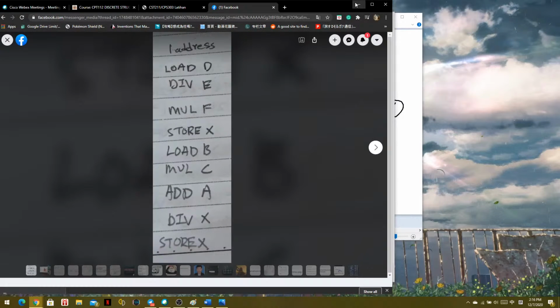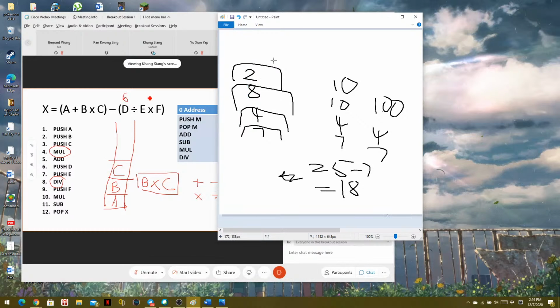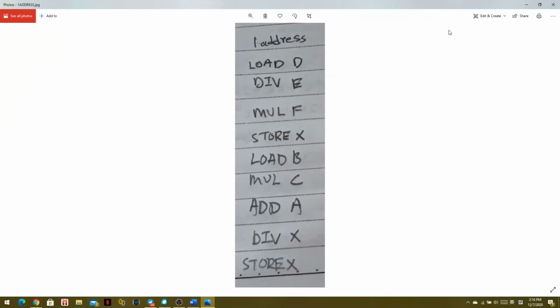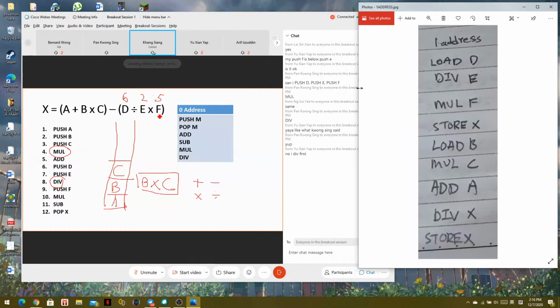Just imagine, let's say 6 divided by 2 times 5. Do you get the same answer if you do the right side first, E times F? Do you think you can get the same answer? Like if you do D divided by E first, and then another way you do E times F first. Do you get the same answer or not? No, different answer, right? Yeah. So always remember, you need to do from left to right.